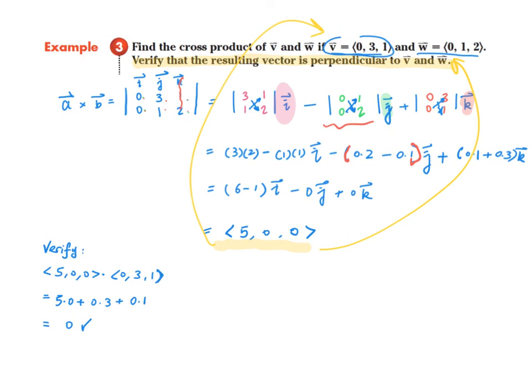We do the same for the second one. So 5, 0, 0. Check if that is perpendicular to 0, 1, and 2. Multiply: 5 times 0 plus 0 times 1 plus 0 times 2. We get 0 again, which is what we want. Make sure when you're doing your practice, your formative and summative, for this type of question, you should always get a final answer of 0 when you're trying to verify it.